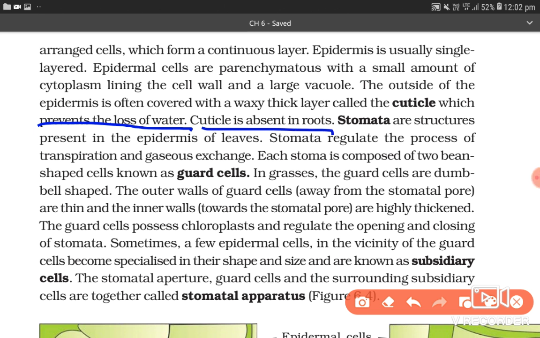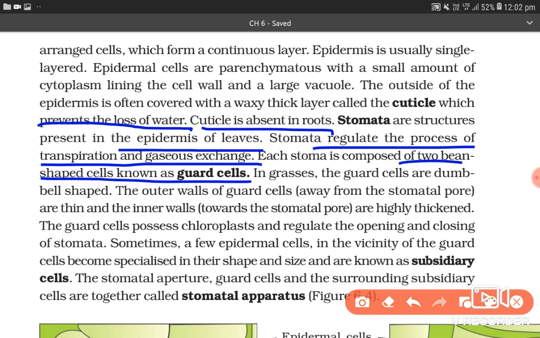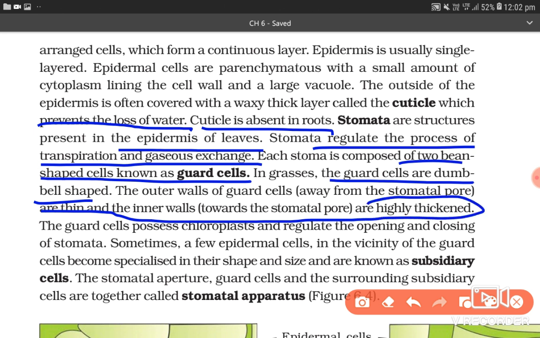Stomata are structures present in the epidermis of leaves. Stomata regulate the process of transpiration and gaseous exchange. Each stoma is composed of two bean-shaped cells known as guard cells. In grasses, the guard cells are dumbbell-shaped. The outer walls of guard cells away from the stomatal pore are thin and the inner walls towards the stomatal pore are highly thickened. The guard cells possess chloroplasts and regulate the opening and closing of stomata.